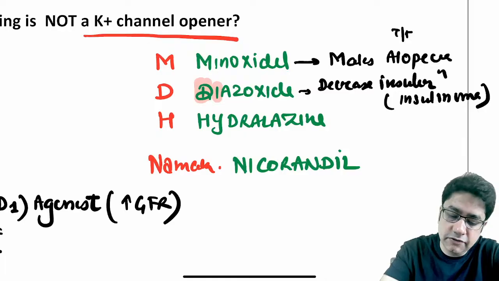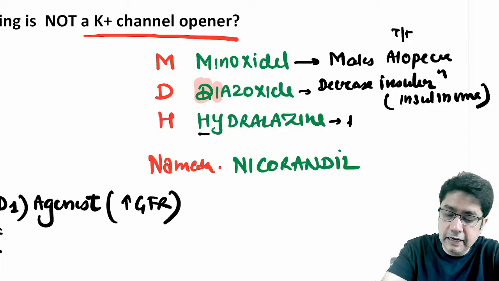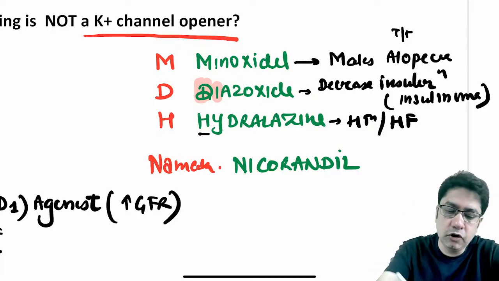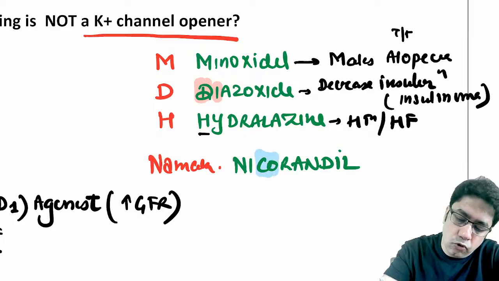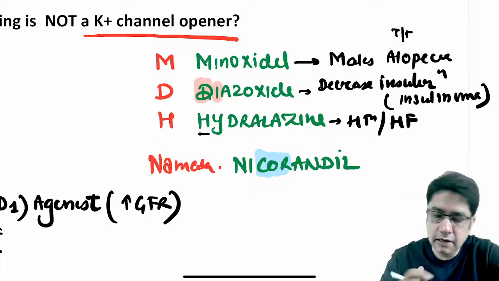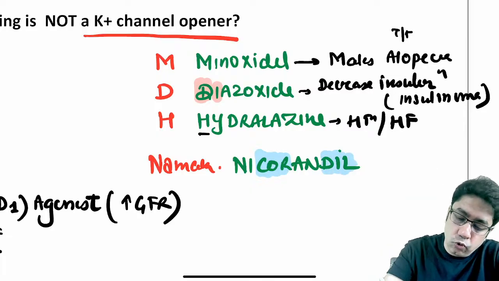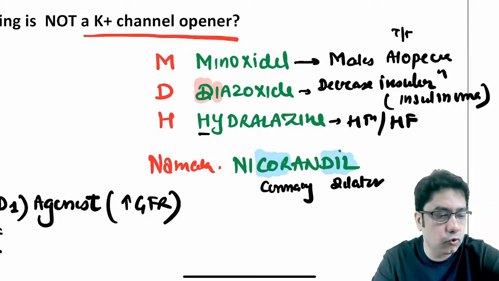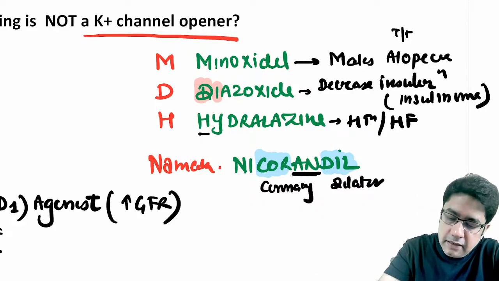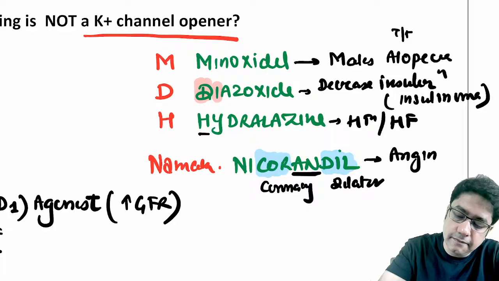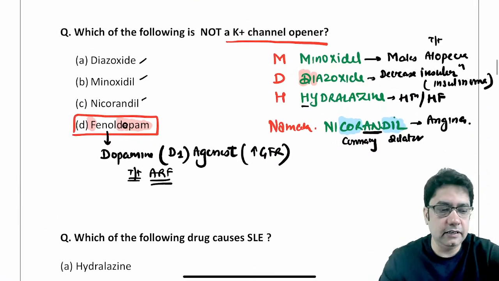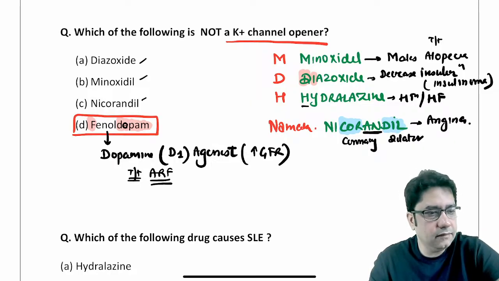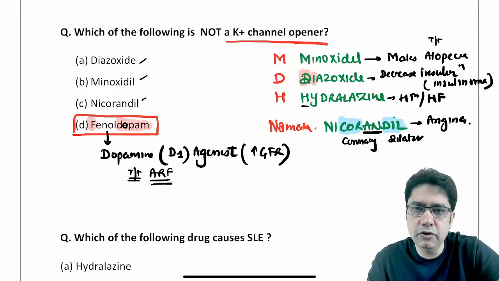While hydralazine, H word is coming. It is given in the treatment of hypertension and heart failure. What about nicorandil? Very easy, potassium channel opener, nicorandil. You can see COR word is coming and DIL word is coming. So it is a coronary dilator. So you can remember nicorandil, coronary dilator. And AN word is coming. AN means it is given in the treatment of angina. So this is the trick how you can remember all these drugs very simply. Okay. So their names itself will tell you where you will be using it. Fine.